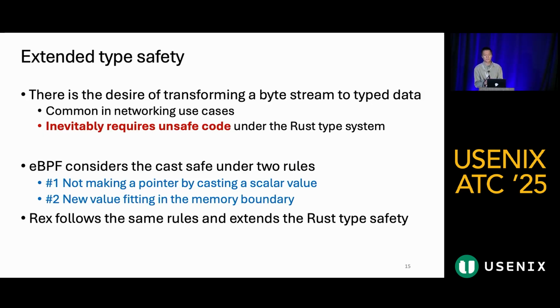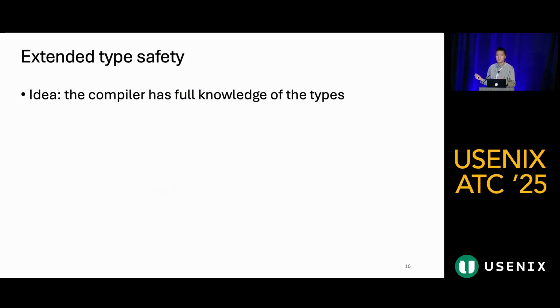And the second rule is that this new value will need to fit within the memory boundary. So in Rex, we just follow the same rules as BPF and extend the Rust type safety. So how can we avoid creating pointers from scalars during casting? Our idea is that the compiler already has the full knowledge of all the types.